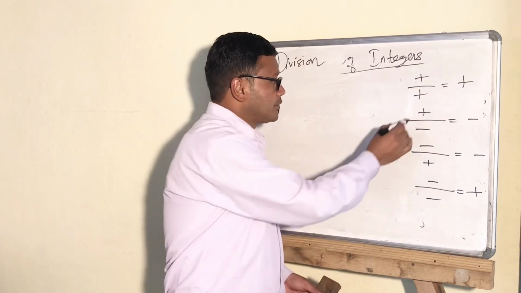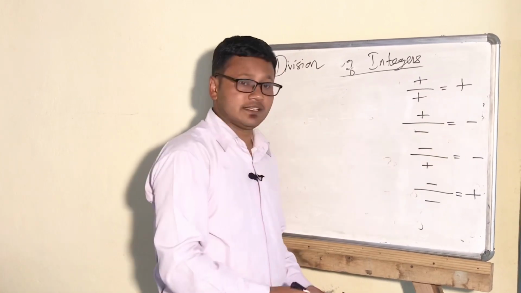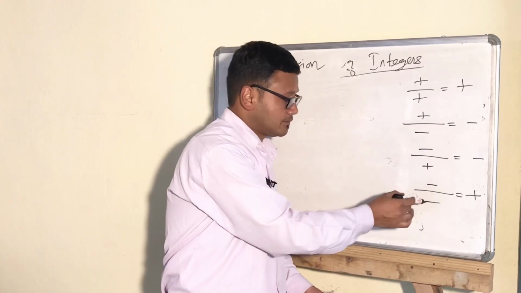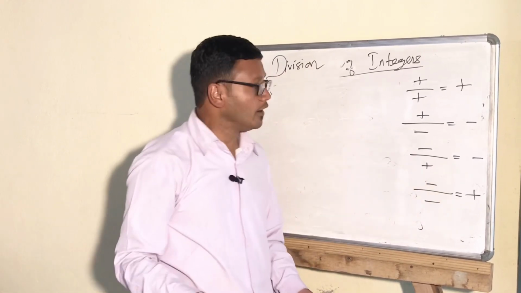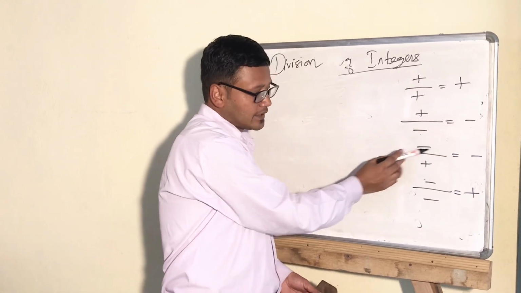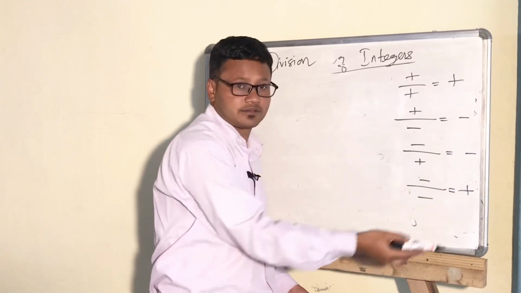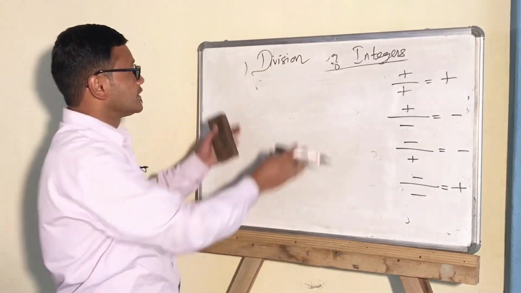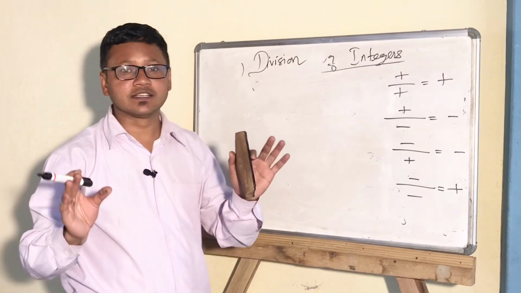Plus divided by minus, minus only; minus divided by plus, minus only; minus divided by minus, plus only. Or we can say plus into plus, plus; minus into plus, minus; plus into minus, minus; then minus into minus, plus. Understood? So now this sign convention we put in the examples of division of integers.